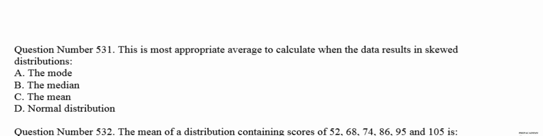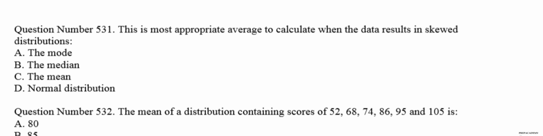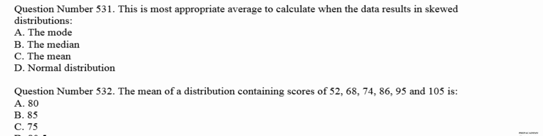Question number 531. This is the most appropriate average to calculate when the data results in skewed distributions. A. The mode, B. The median, C. The mean, D. Normal distribution. The correct answer is option B, the median.